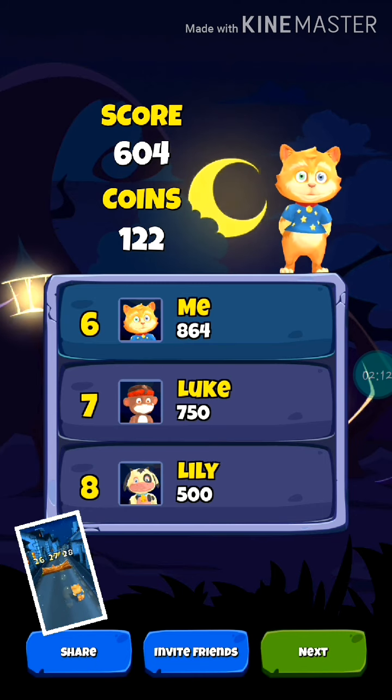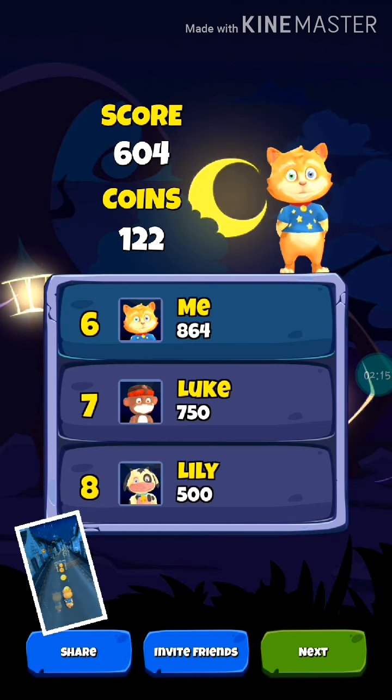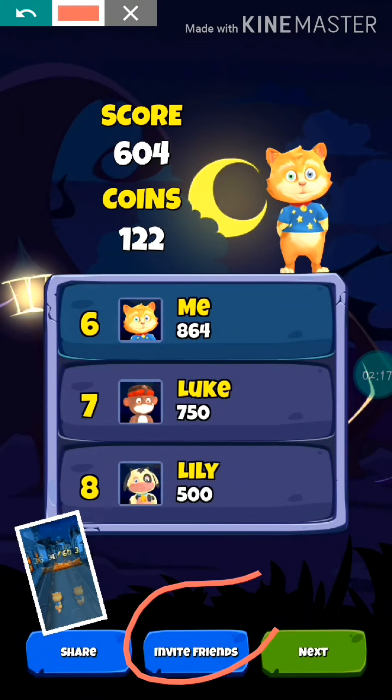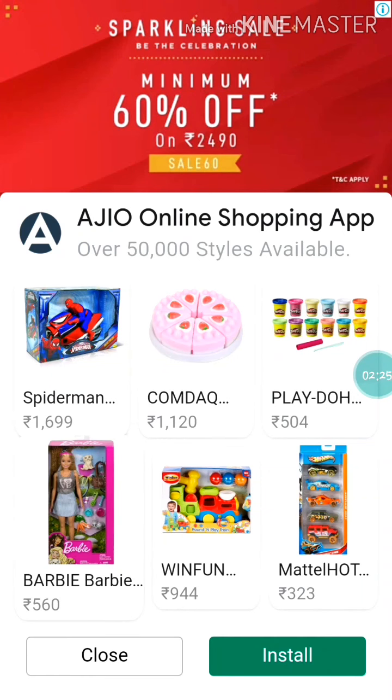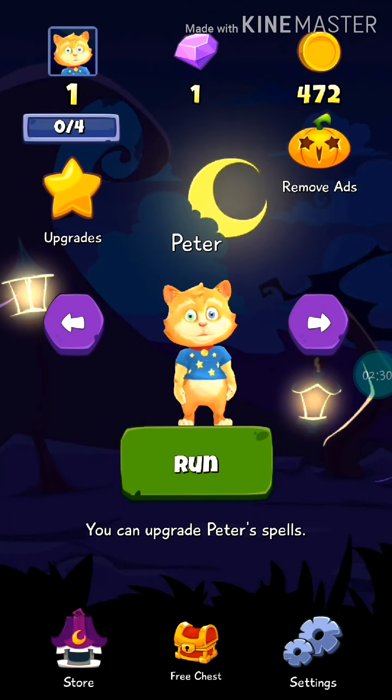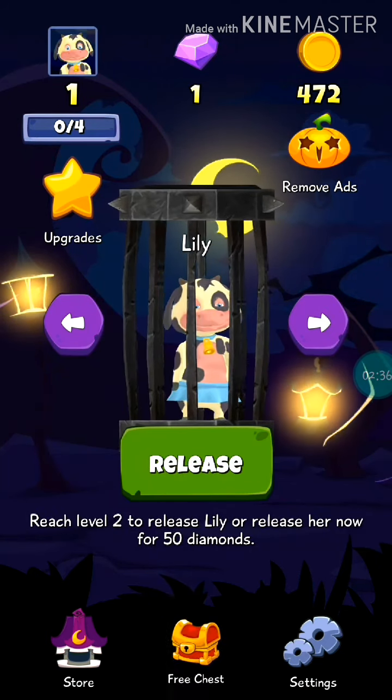So in this way you have to play the game, and you can see your scores here, your coins here, and you can invite your friends also to play the game. You can share with your friends, and by clicking the next option you can go to the next portion also. Okay, see, you can upgrade spells, and all this upgradation will come.